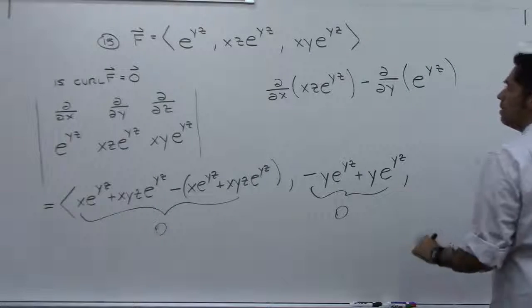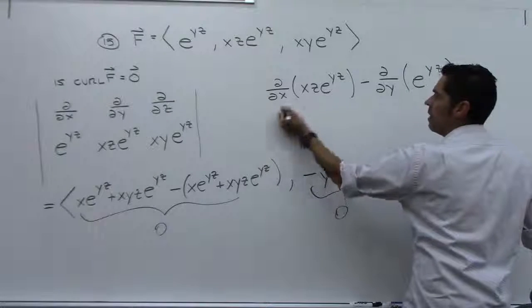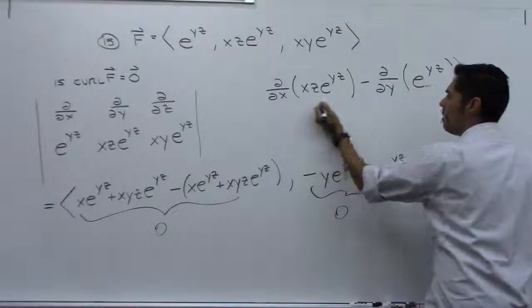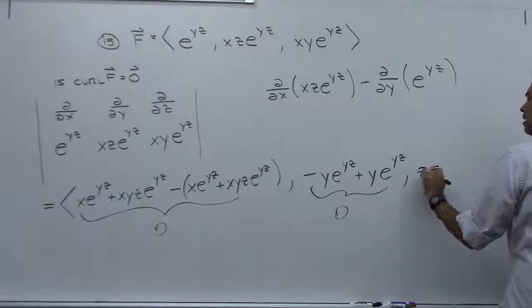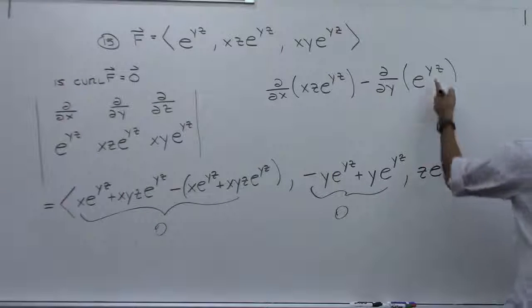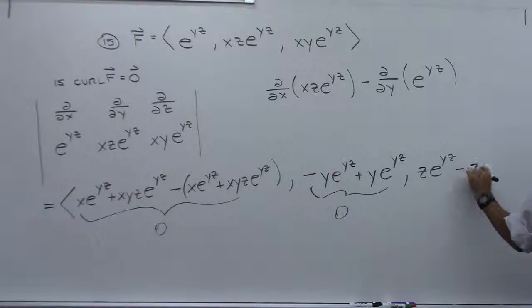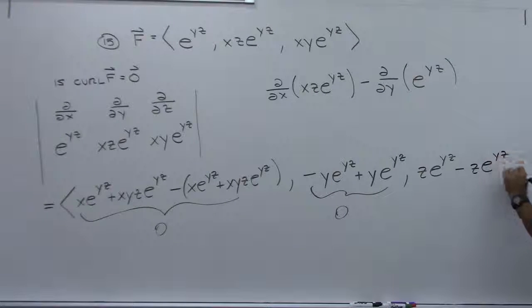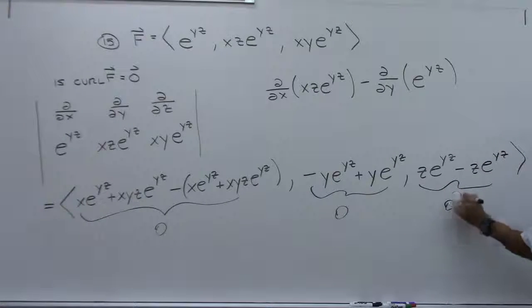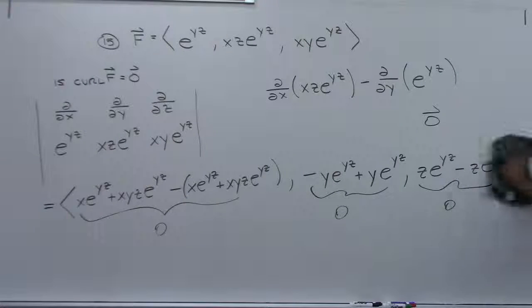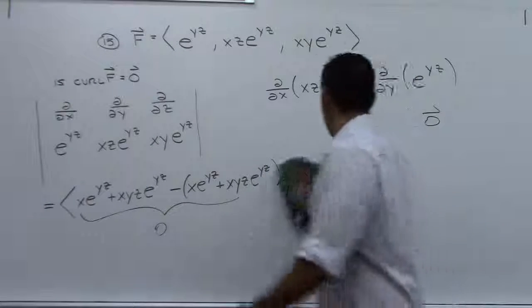So if I take the derivative of this with respect to x, since x is here, I don't have any product rule, it's just going to be z e to the yz. If I do derivative of this with respect to y, the z pops out and it's negative, so negative z e to the yz. Those are 0, so you get the 0 vector. So is it conservative? Yes. It is a conservative vector field.